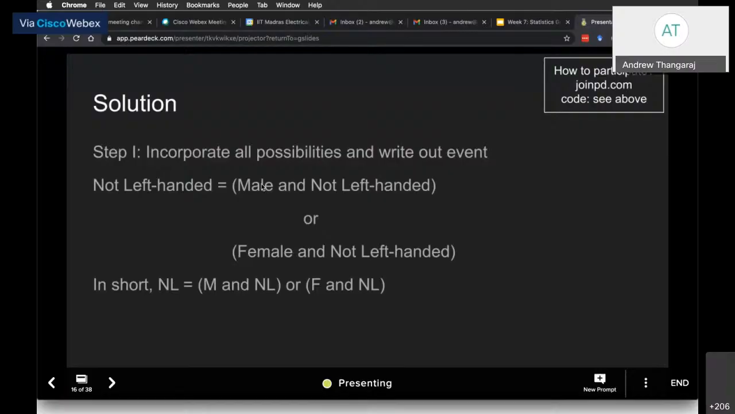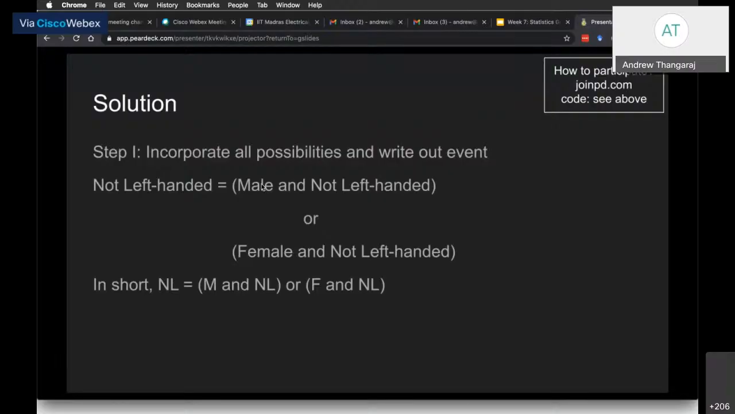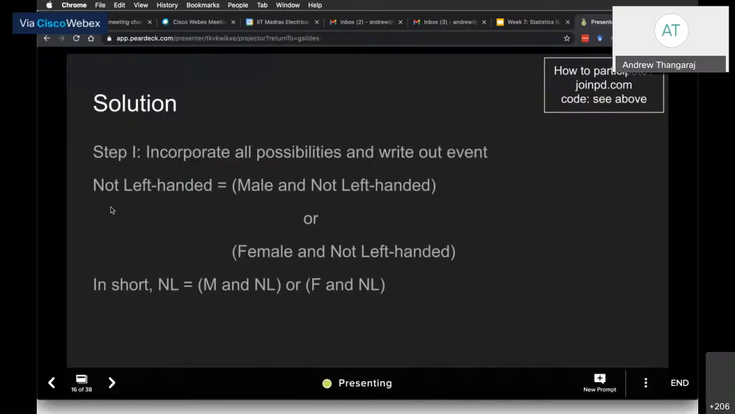But before that, let's write out the event. Let me not jump the gun and write it exactly like before. This not left-handed event, I want the probability for not left-handed. I'm going to write it exactly like before. So it's going to be male and not left-handed, or female and not left-handed. This is the way in which you write it. It's the same as before.